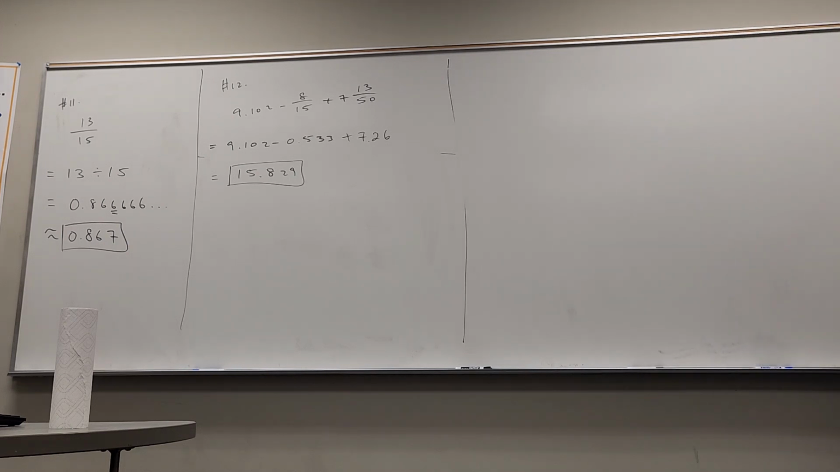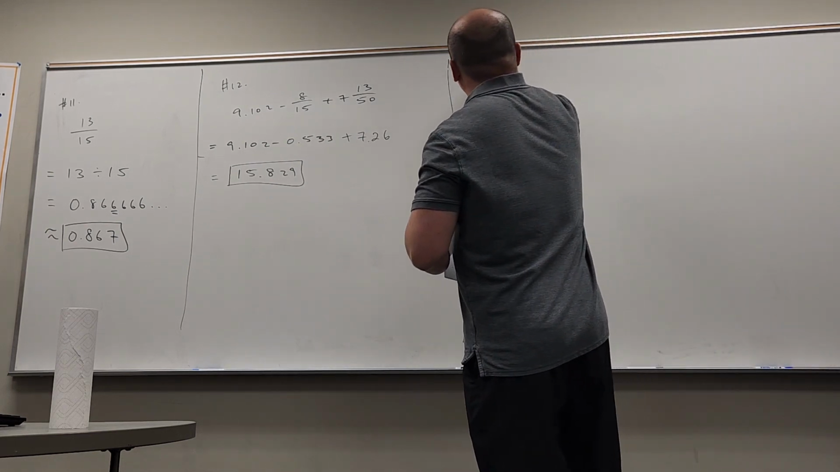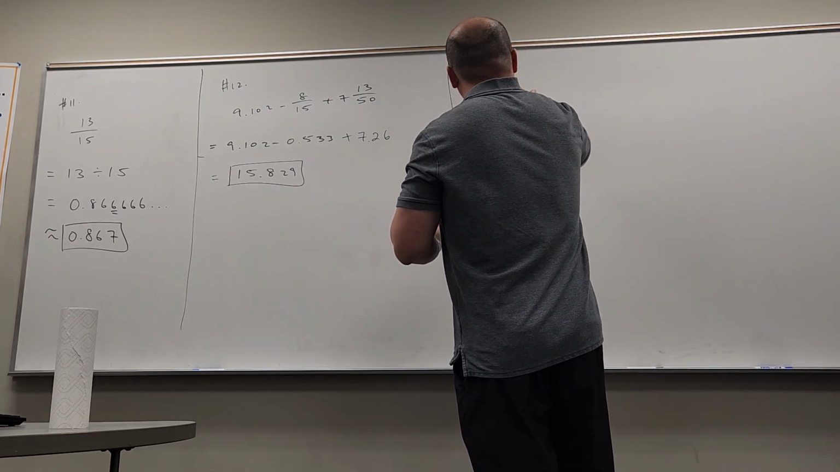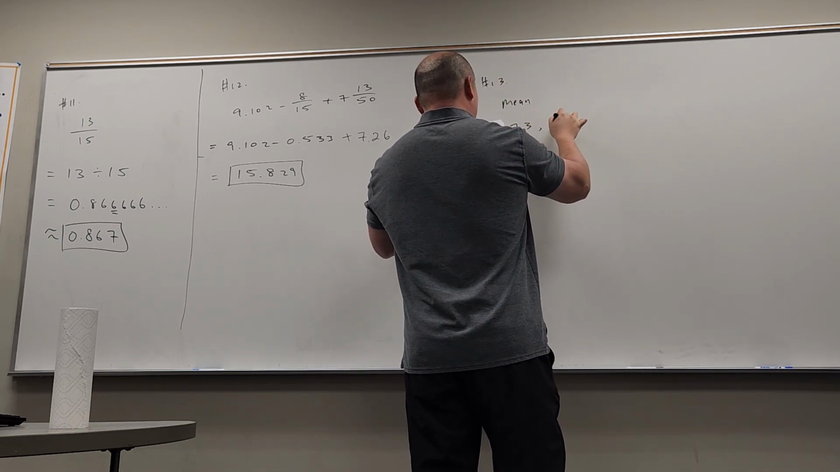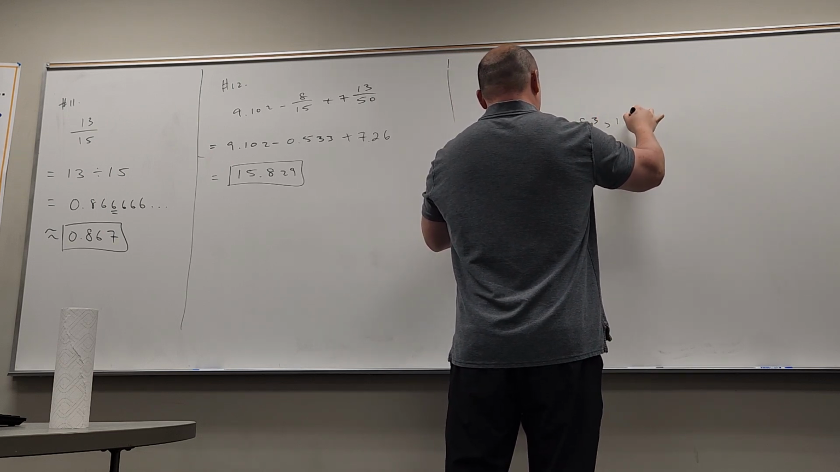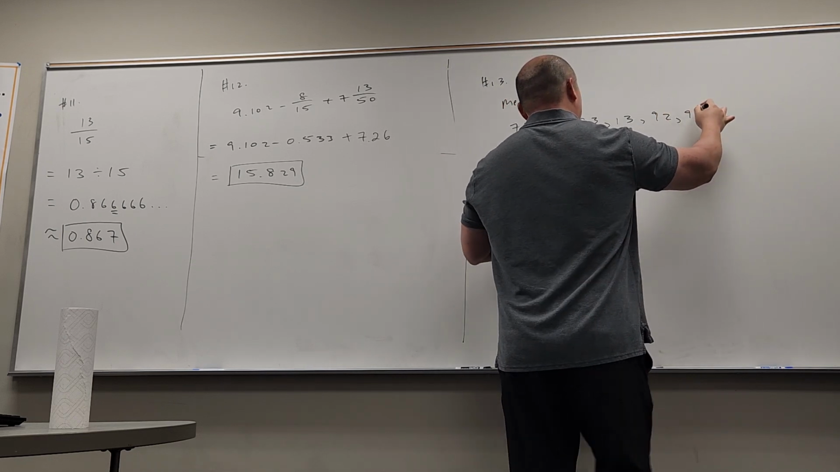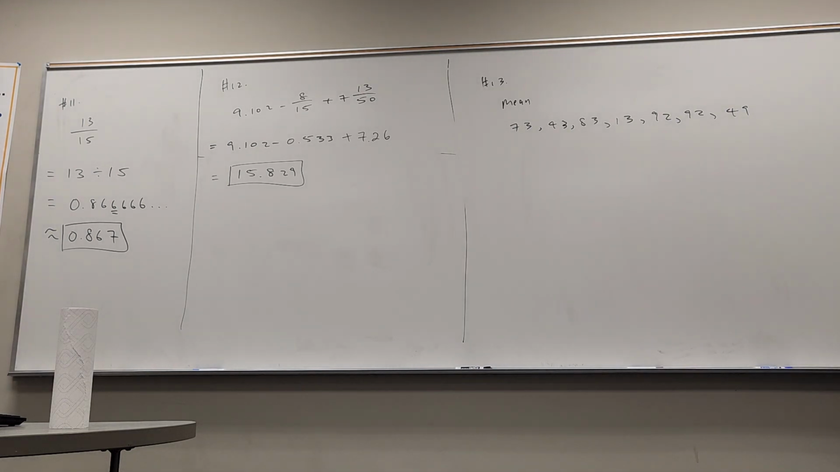So let's look at number 13. Number 13 is find the mean of 73, 43, 83, 13, 92, 92, and 49. So remember, the mean is pretty easy. I know we didn't have a chance to cover it last week, but I know most of you guys already know how to do it.